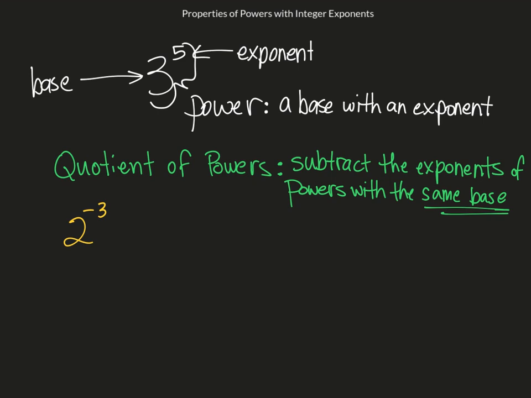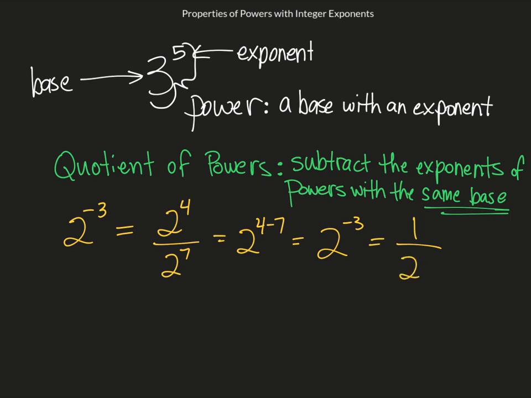Just like on the last one when we were trying to figure out what to do with the 0 power, maybe think about how it could have become negative 3. Well, quite possibly it could have been 2 to the 4 over 2 to the 7, right? Because that would equal 2 to the 4 minus 7, which equals 2 to the negative 3. So really, 2 to the negative 3 just equals 1 over 2 cubed. And if we're going to simplify that further, that would be 1 over 8.